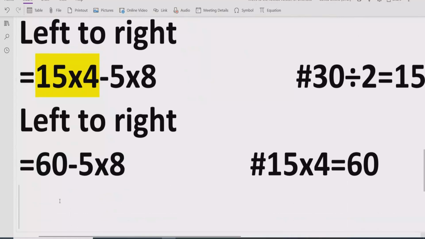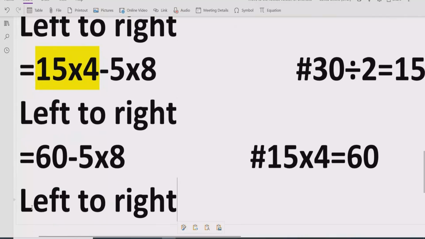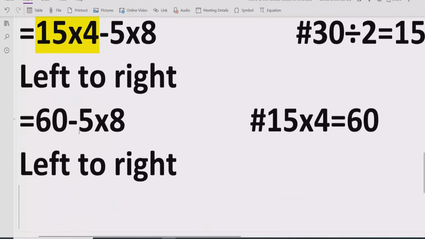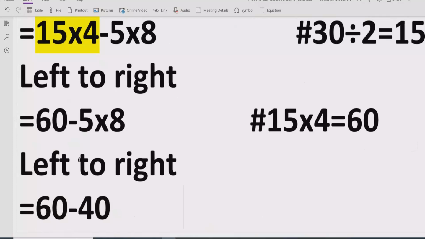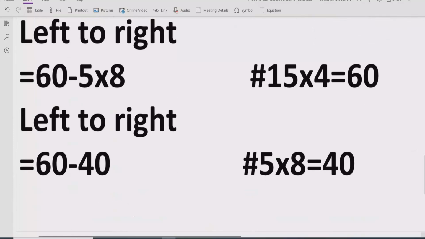Now move forward to go again left to right, because we have another two numbers which have the multiplication sign between them. So we get 60 minus 40. Here we have 5 multiplied by 8 equals 40. Now we have two terms which are subtracting each other, so we subtract both of them and get 20. The answer of the given expression is 20.